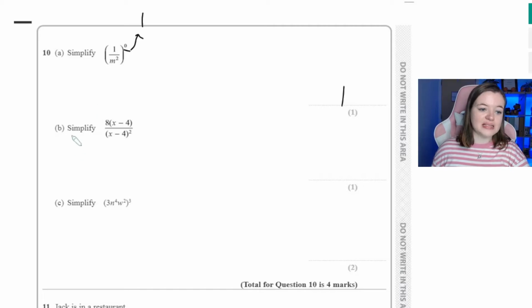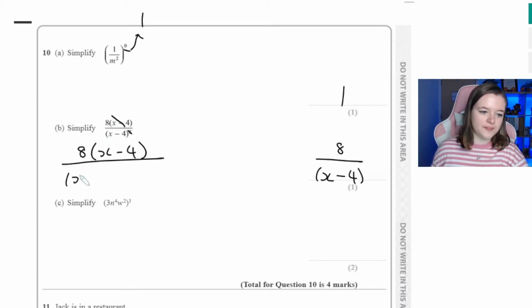Then part B, simplify x lots of x minus 4 over x minus 4 squared. So there's a factor of x minus 4, both the top and bottom of the fraction. So I can cancel that out, simplify, get rid of that, get rid of that. So I'm going to be left with 8 over x minus 4. It's the same in both, right? Because this squared, all that means is that, right? So this appears in 2 places, and when that happens in a fraction, get rid of them.